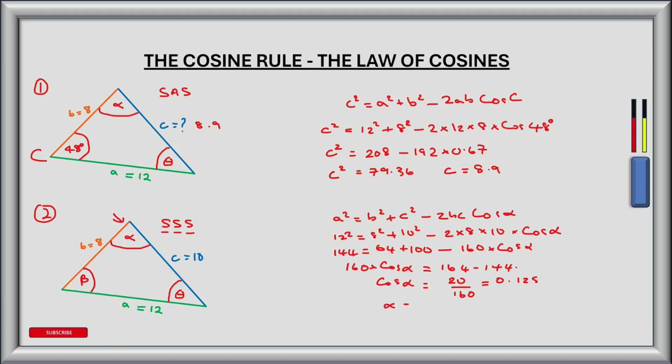So alpha is equal to the inverse cosine of 0.125, which is equal to 82.82 degrees. So now we have three sides and one of the angles. We can use the sine rule if we want to calculate a second angle and then subtract the sum of those two angles from 180 degrees to find the third angle.